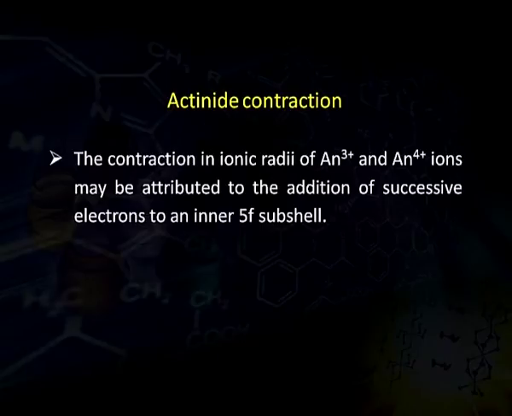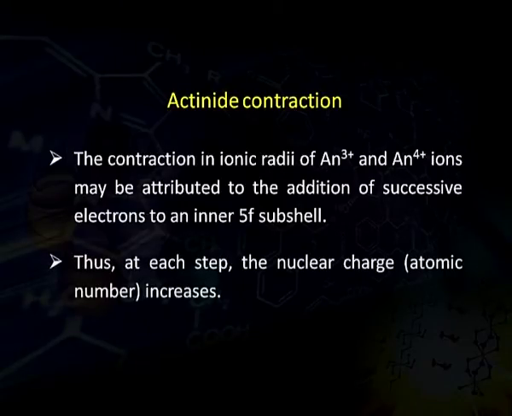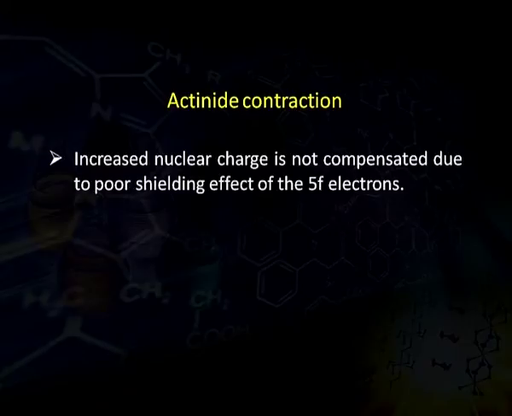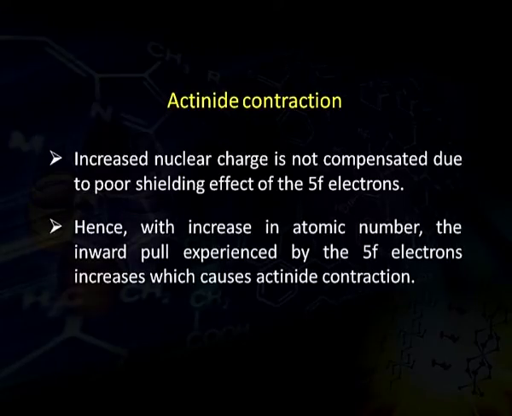Here the contraction in ionic radii of actinides in +3 and +4 state of ions may be attributed to the addition of successive electrons in an inner 5f subshell. Thus, at each step the nuclear charge increases, and further the increased nuclear charge is not compensated due to the poor shielding effect of the 5f electrons. Hence, with increase in atomic number, the inward pull experienced by the 5f electrons increases, which causes actinide contraction.